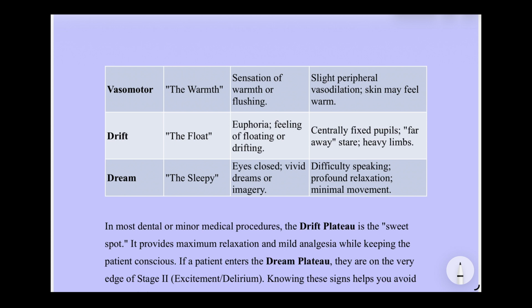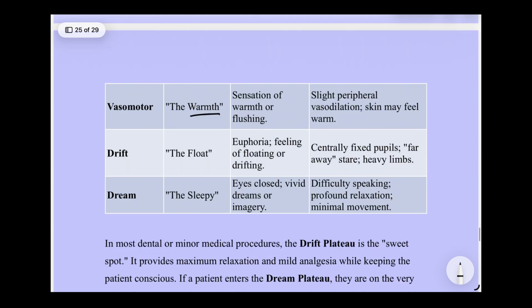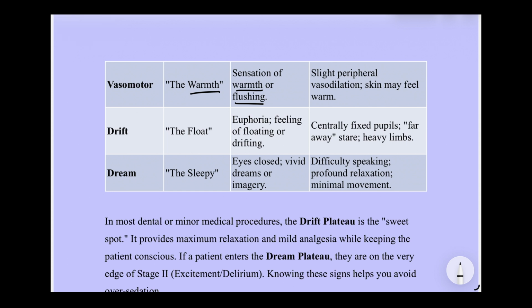The patient feels a flush or a wave of cozy warmth over their entire body, like stepping into a warm bath. So the characteristic is warm. Patient experiences sensation of warmth or flushing. Clinical signs: slight peripheral vasodilation and skin may feel warm. Then drift. Drift means to be carried along by a current without effort.